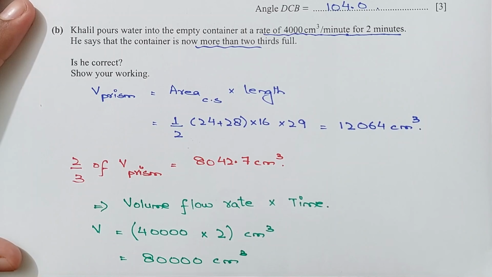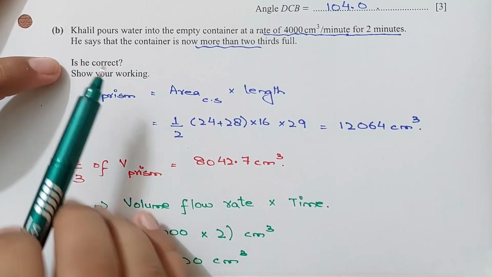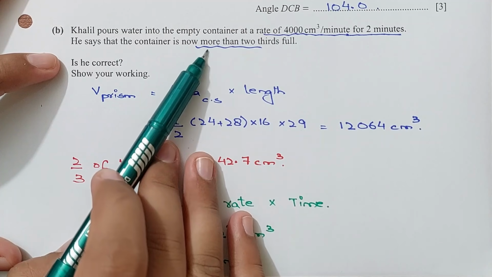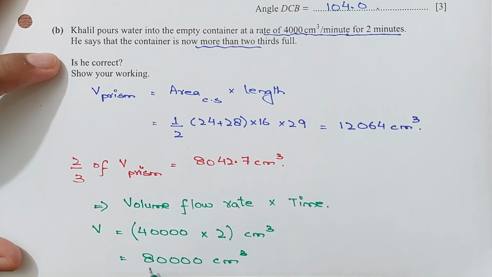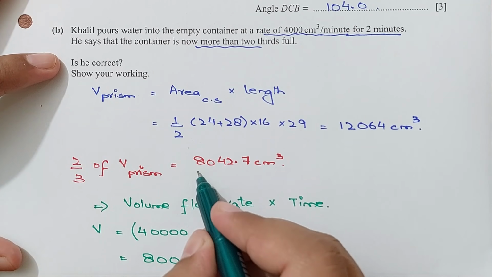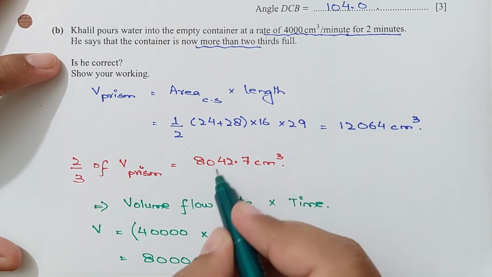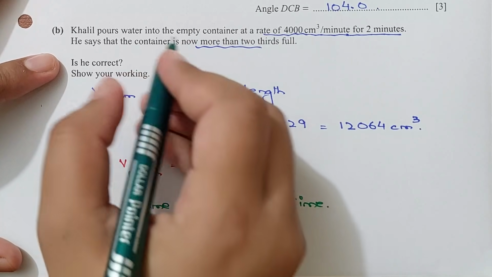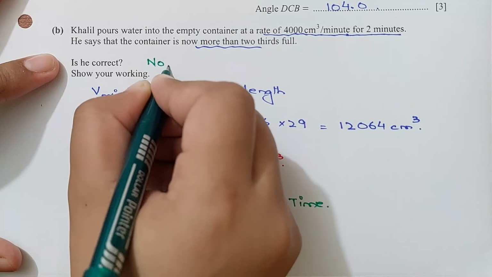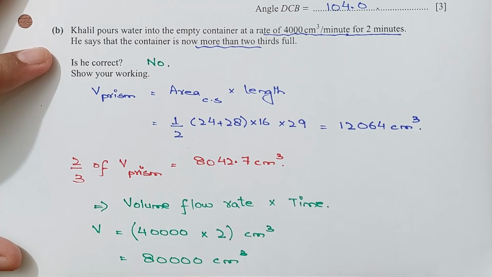centimeter cube. Now, is he correct? Show your working. He says that the container is now more than two-third full. Now the volume is 8000, and more than two-third full is more than 8042.7. So the answer is no. And this is the working.